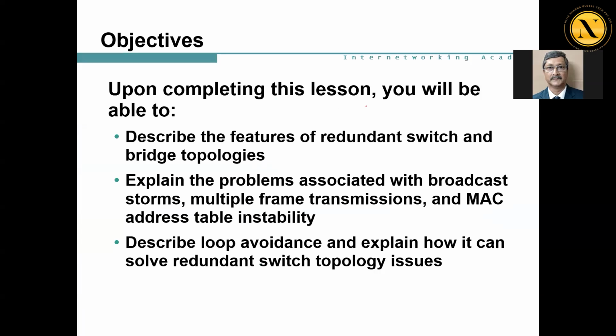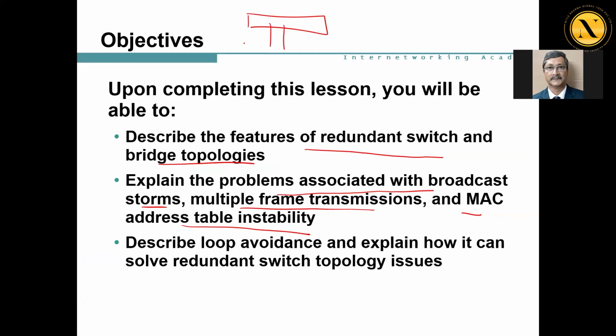Upon completing this lesson, we'll be able to describe the features of redundant switch and bridge topologies, and explain the problems associated with broadcast storms, multiple frame transmissions, and MAC address table instability. So if STP is disabled or not working, and we have a redundant topology, then what will happen?